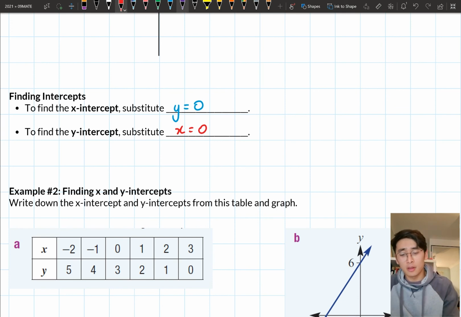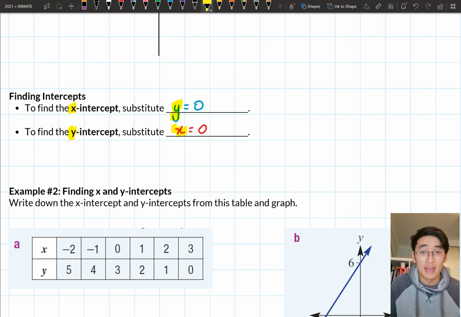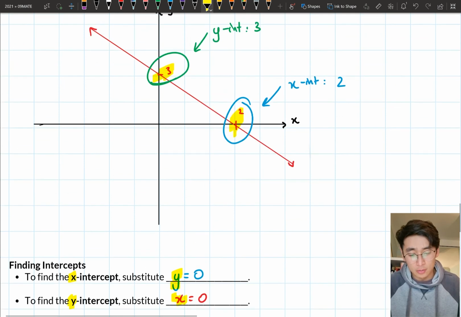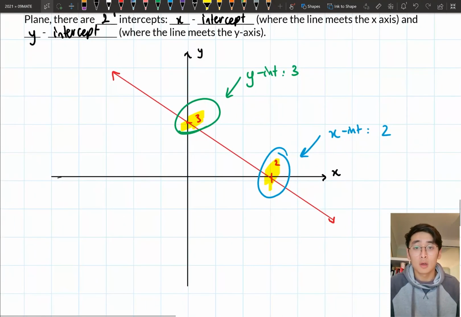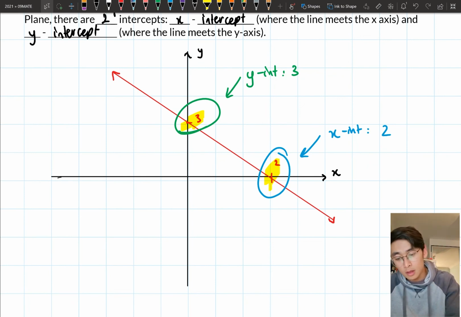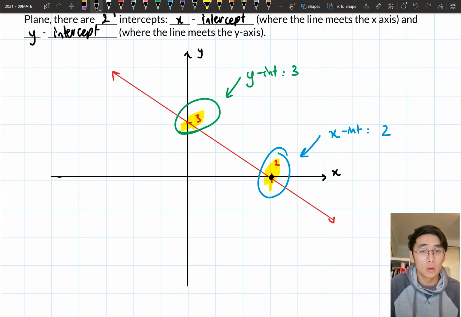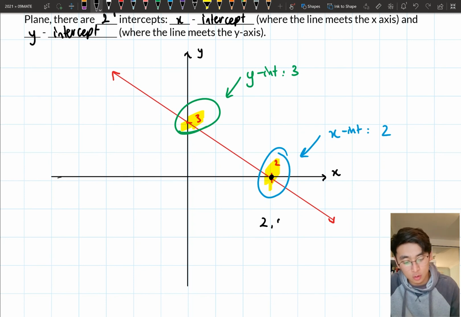Now you might be confused. It's like, well, these are swapped around. Why isn't the x-intercept where x is equal to 0 and the y-intercept where y is equal to 0? It's a good question. Let's have a look at those two particular points. Let's first start off with our x-intercept. If I had this coordinate here, what would that coordinate be? Well, this coordinate would be written out fully as 2, 0. We have an x coordinate of 2, and a y coordinate of 0.